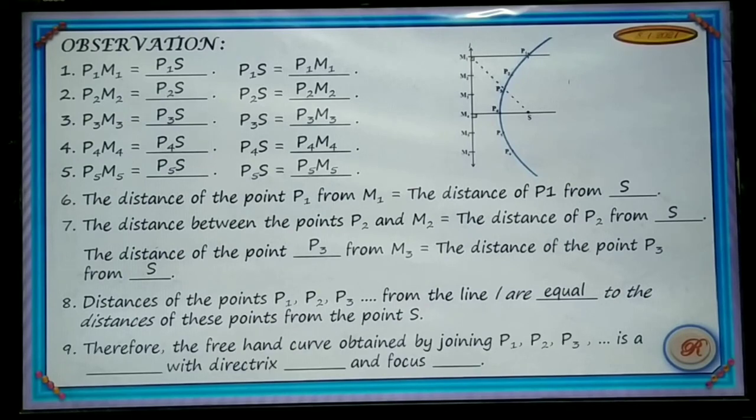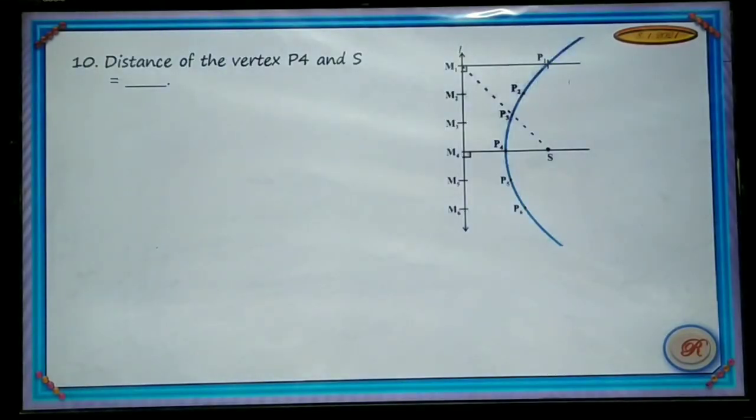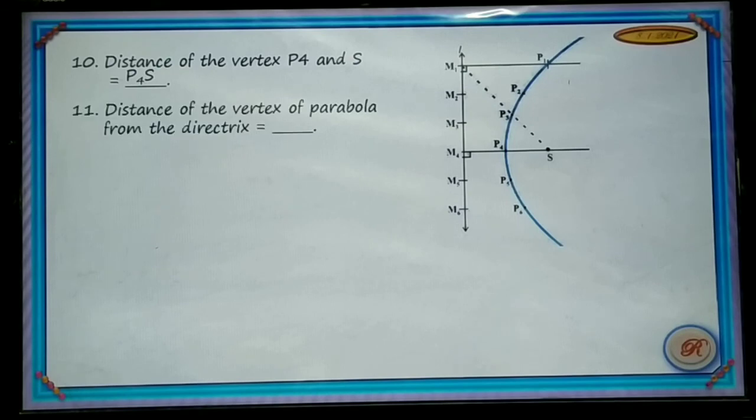Ninth one, therefore, the freehand curve obtained by joining P1, P2, P3 and so on is a parabola with the directrix L and focus S. Tenth one, distance of the vertex P4 and S is equal to P4S. Eleventh one, distance of the vertex of the parabola from the directrix is equal to P4M4.